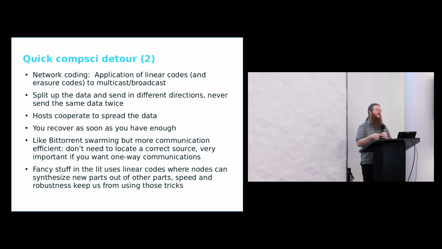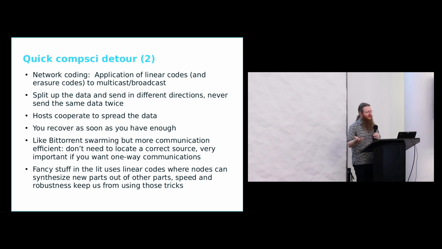You make optimal use of your communication links. And then all of the peers in the network collaborate to recombine data. And as soon as they have enough of it, they're done. So you can think of this like BitTorrent swarming, but it can be more communication efficient because you don't need to locate a correct source. Everyone's a correct source.